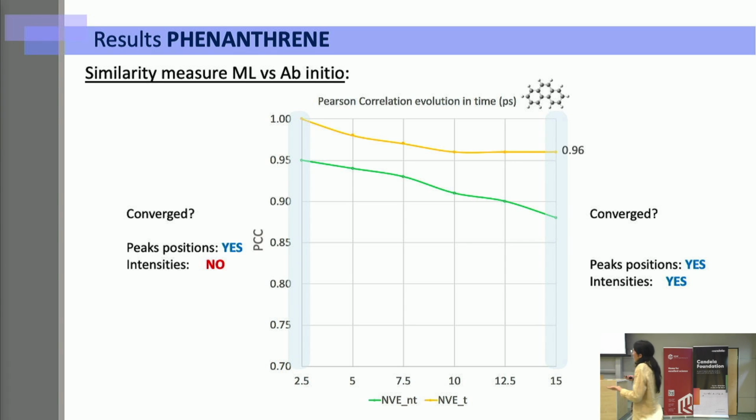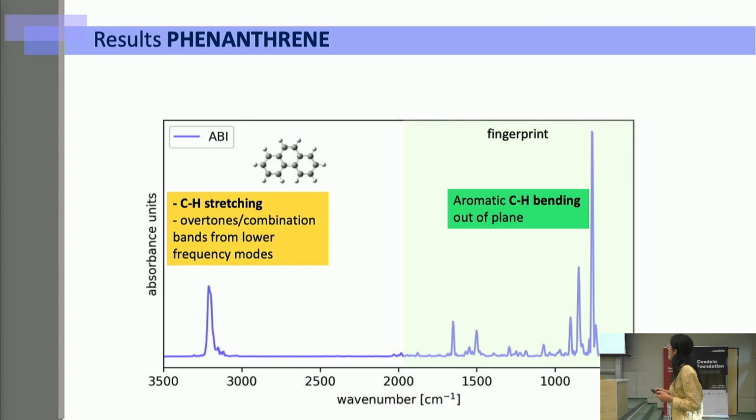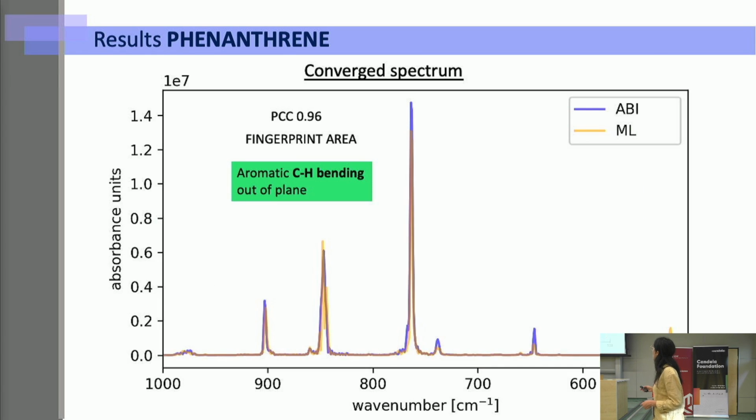I didn't put more because the idea is the same. But so yeah, going from a spectrum where only the peaks are converged to a fully converged one, you lose a bit of accuracy. And okay, so we have two areas in the spectrum. We have the fingerprint, where we find the CH bending mode out of the plane for this kind of molecules, and this zone where many things are happening. Aside from the CH stretching, you have overlap of other overtones and combination bands.